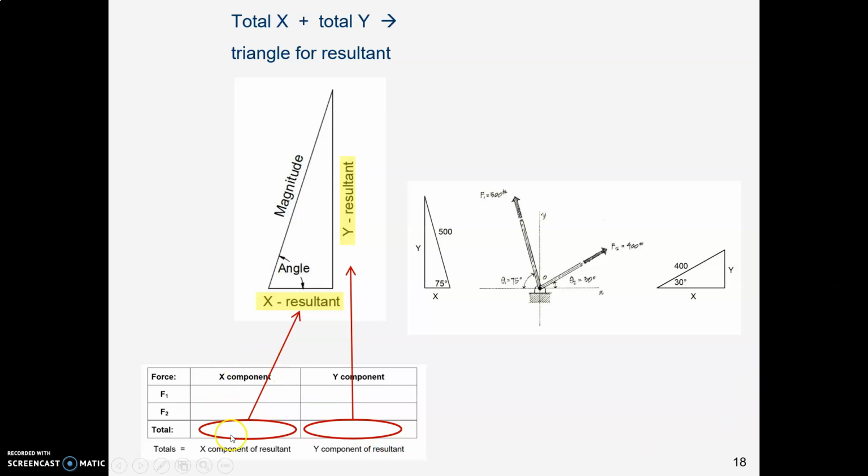And so I kind of did a shortcut here. You'll find all the X components of those two forces and add them up. You'll find the Y components of those two forces and add them up. The total X's are the X component of the resultant. The total Y's are the Y component of the resultant. And so here's a triangle showing the resultant, and there is where the hypotenuse will be the magnitude, and here's the angle of the resultant.